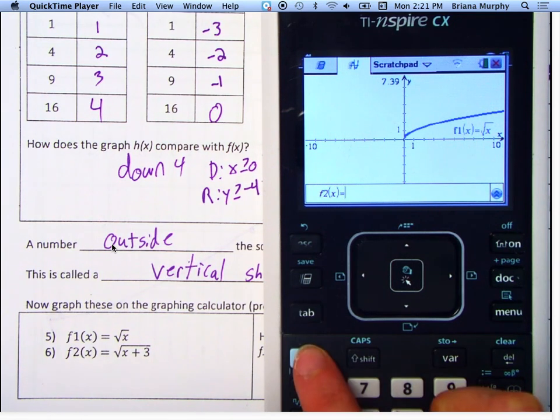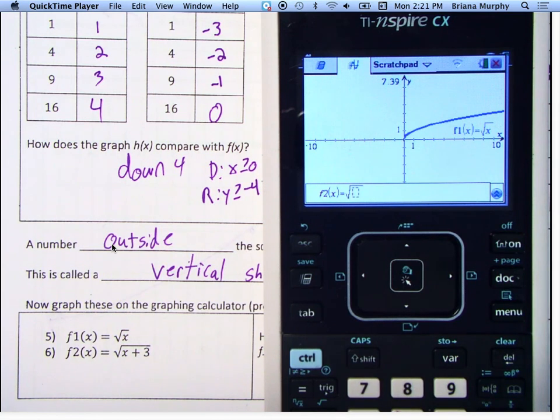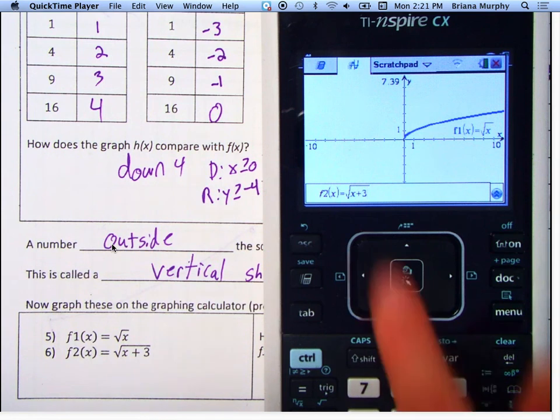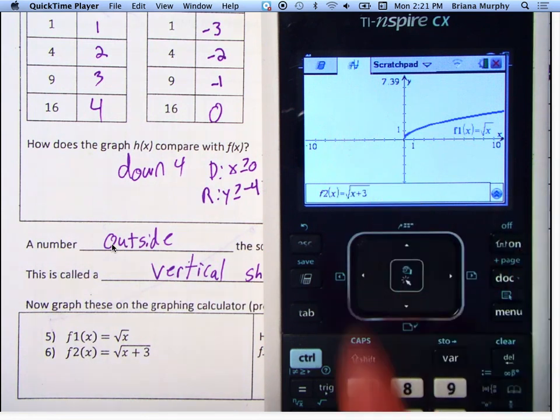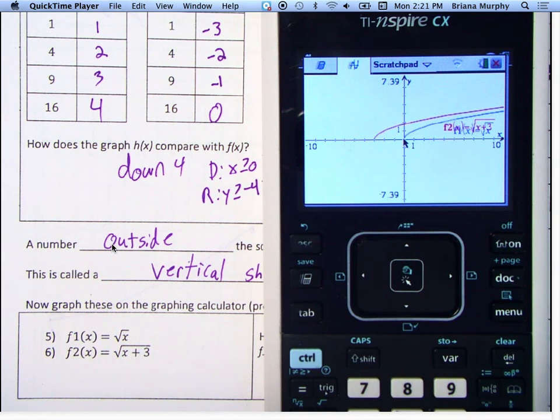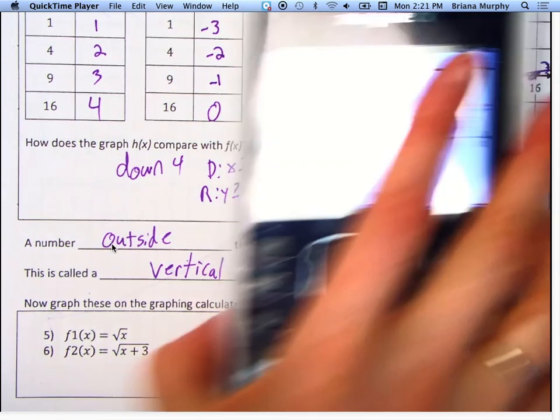double click to work. So I'm going to hit Control X squared, and then I'm going to put x plus 3, making sure that line on top extends, right? We hit enter. Ah. It moved left 3. That's what I want you to write down.